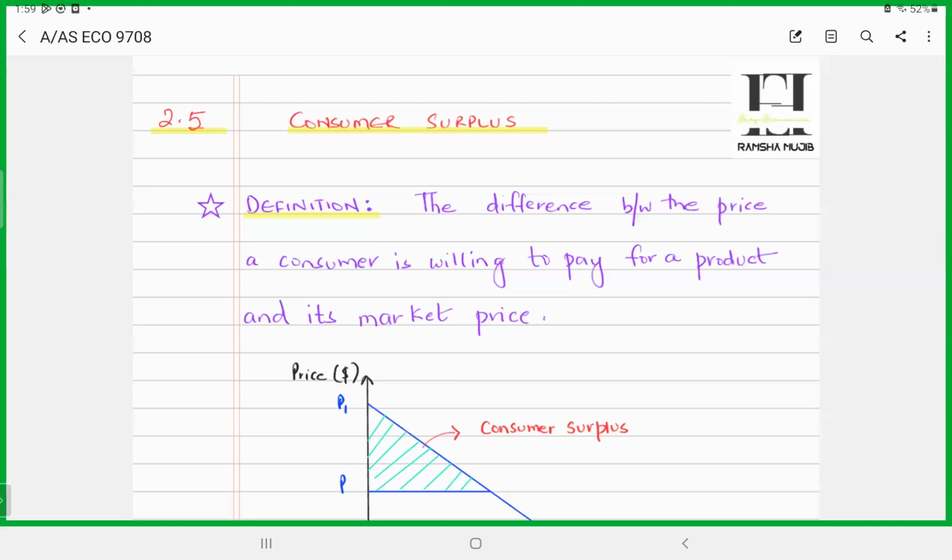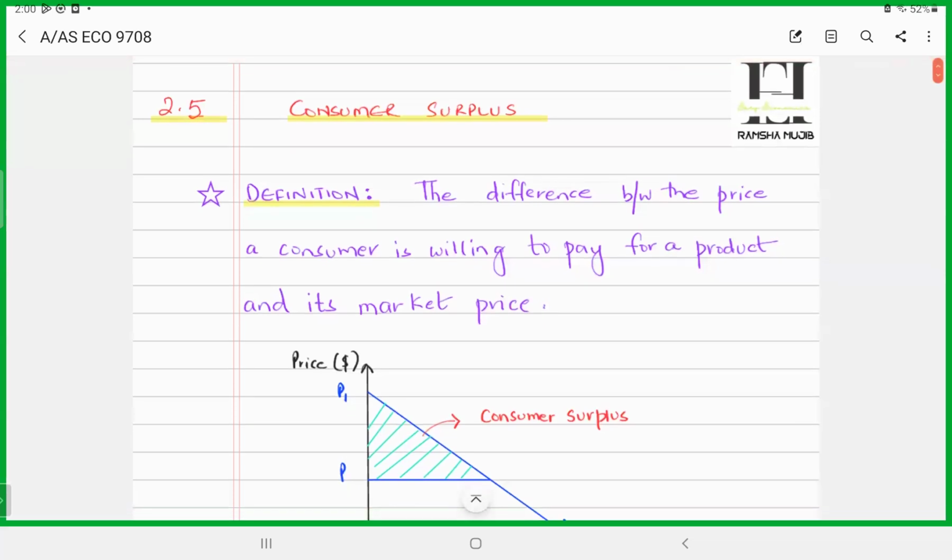All right, in today's tutorial, we'll be looking at the definition of consumer surplus. We'll be talking about the significance of consumer surplus. We'll be looking at the changes in consumer surplus with respect to changes in price. And we are going to see the significance of price elasticity of demand in determining the extent of the changes. All right, so let's proceed.